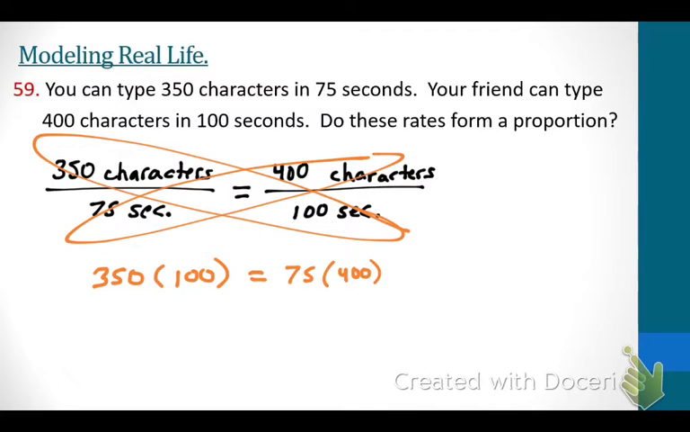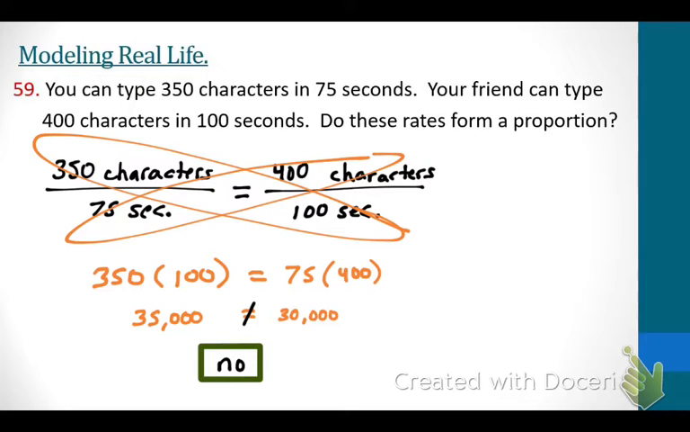Double check. What is 350 times 100? All right, 35,000. And on the right side, she did 75 times 400. What do you get for that? 30,000. Do those two equal each other? No. So I'm going to put a little slash through my equal sign because no, they do not equal each other, which means no, they do not form a proportion.